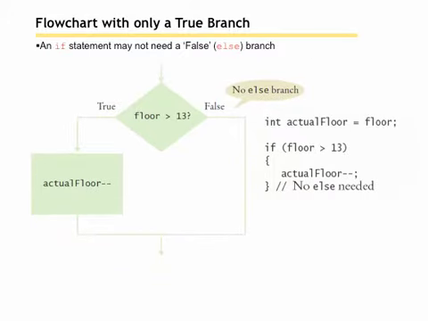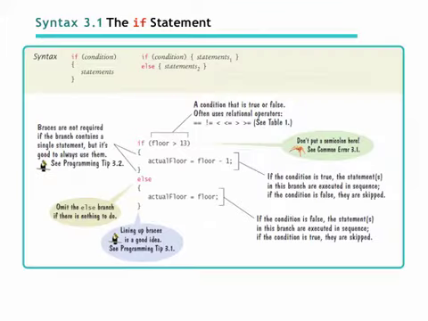So let's assume that there is nothing different that we're going to do as far as a false branch, so we don't need an else. If the floor is greater than 13, we set actual floor equal to actual floor minus minus. Notice that we've initialized actual floor to floor before we encounter the if statement. This is a little bit more simple than the previous example, and no else is required.